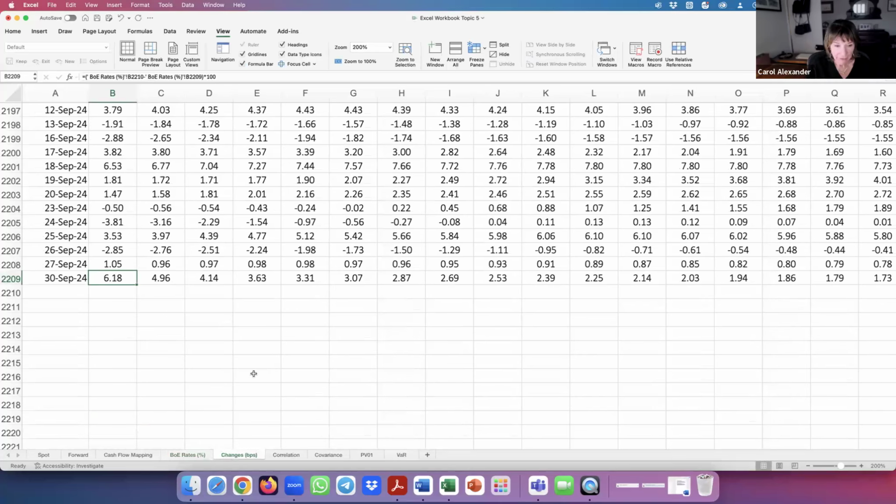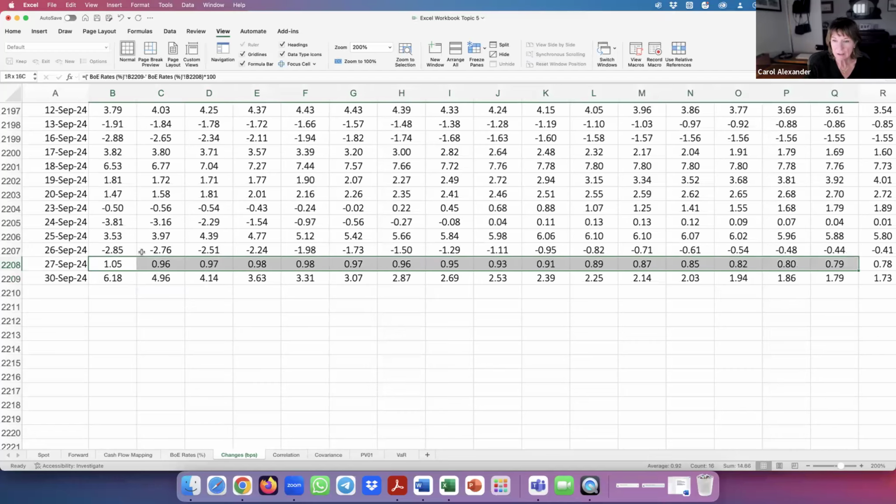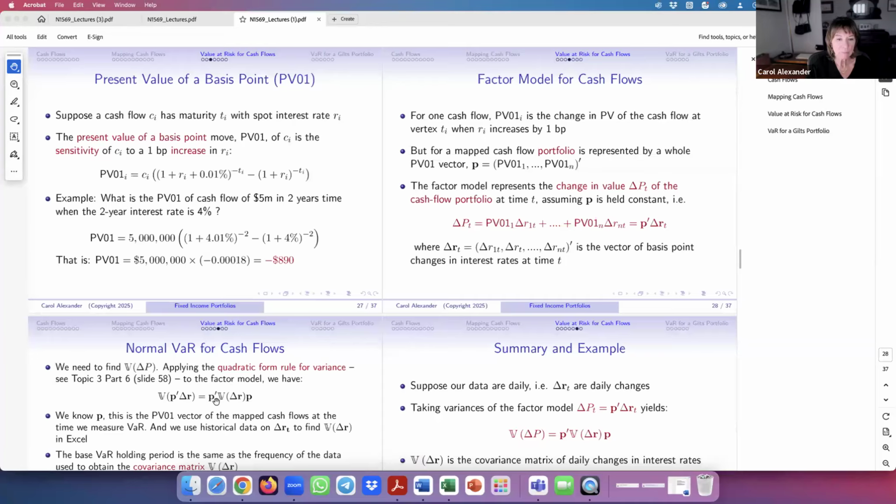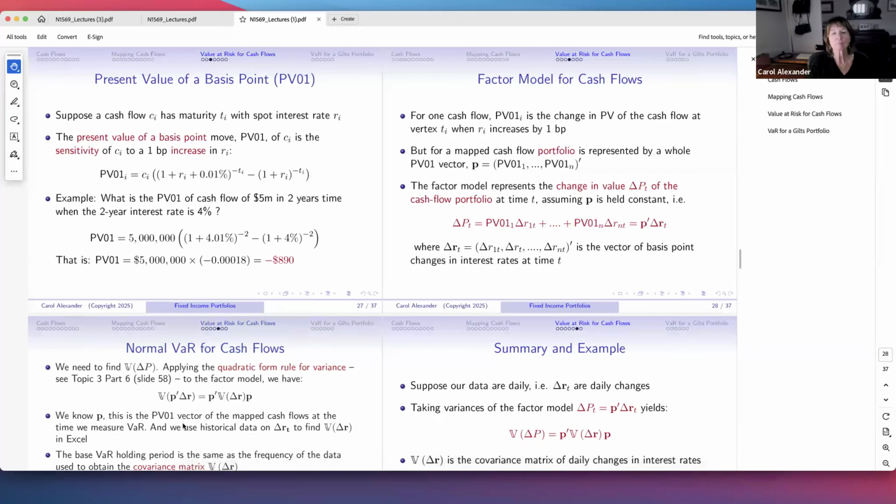And then this is our vector. So 6.18 is delta R1, this is delta R2, delta R3, delta R4 on 30th of September. But then on the 27th of September, the day before, this is the vector of the delta R's. Okay. Now we can look at the normal bar for cash flows.